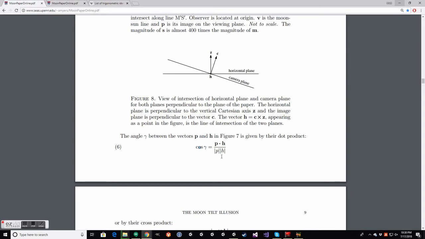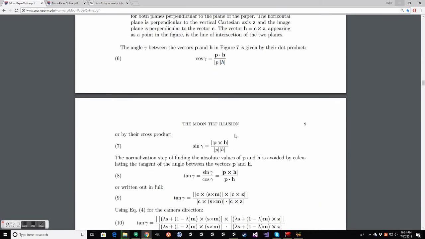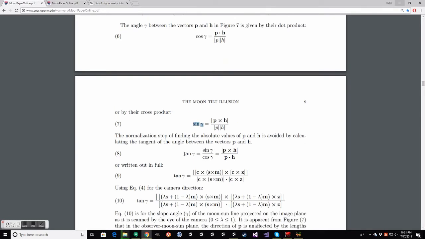So if we just divide through the magnitudes, they go down here. This absolute value p represents the magnitude of vector p, and this absolute value h is the magnitude of vector h. So the cosine of gamma is the dot product of the two vectors divided by the product of their magnitudes. Another property that we can use here is that the cross product of two vectors has a magnitude equal to the magnitude of the first times the magnitude of the second times the sine of the angle between them. That's a useful little trick, because what the authors do next is they just take the cross product magnitude divided by the dot product, and then these magnitude values from the cross product and the dot product will cancel out, and we'll be left with just the sine of gamma divided by the cosine of gamma, which is also known as the tangent of gamma.